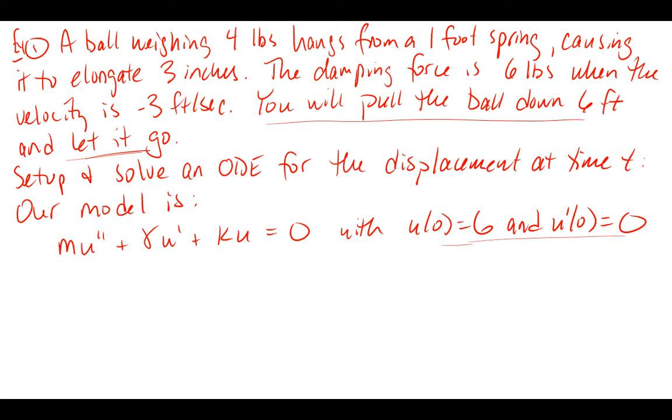Okay, but before that, I don't actually have my model all set yet. I need to know m, gamma, and k. All right, so let me go back to the problem and do some more reading. It says the ball weighs 4 pounds. Okay, so first of all, weight, right? Pounds is a measurement of weight, and newtons is also a measurement of weight, if we're doing the metric system. So those are bad, or bad at least in the sense that that's not mass.